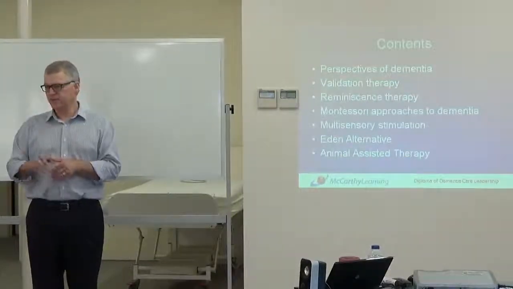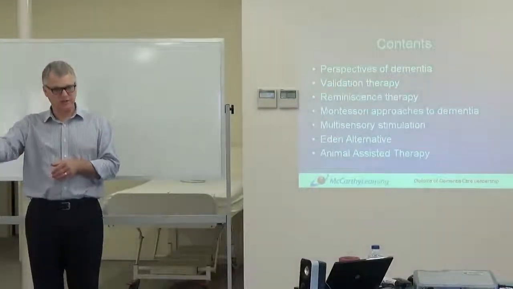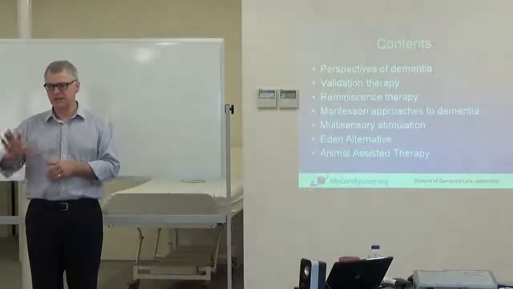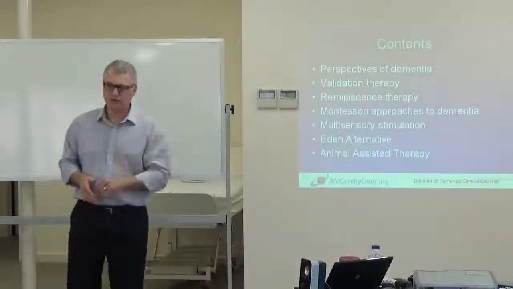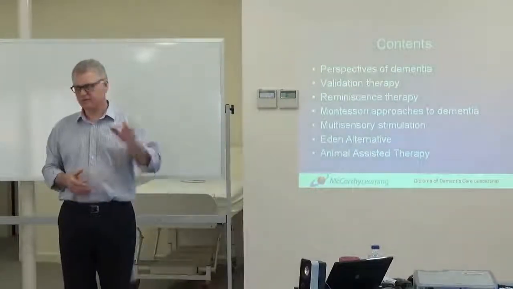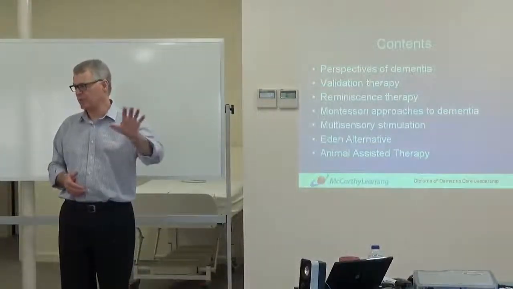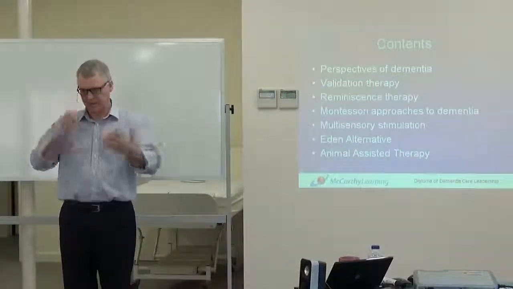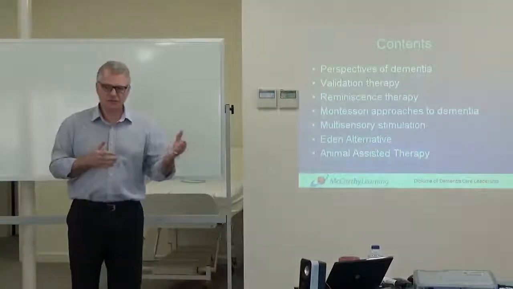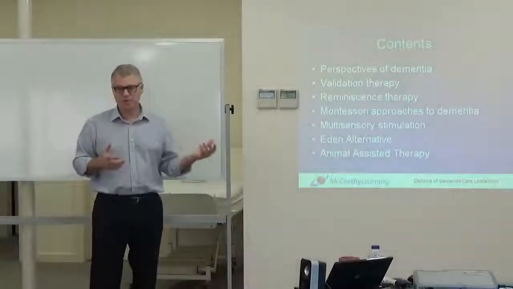Maybe if you're using a validation approach, you would use a particular way of relating with the person, or even seeing what the problems are. Or the Montessori approach might lead you down a different path of understanding the problems and understanding the person, and then understanding what you might do about that. And again, the Eden Alternative might take you down a different path.